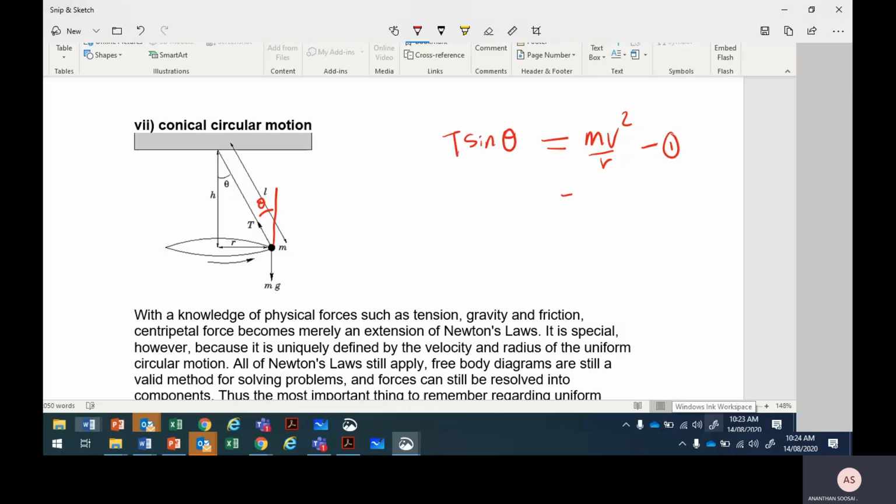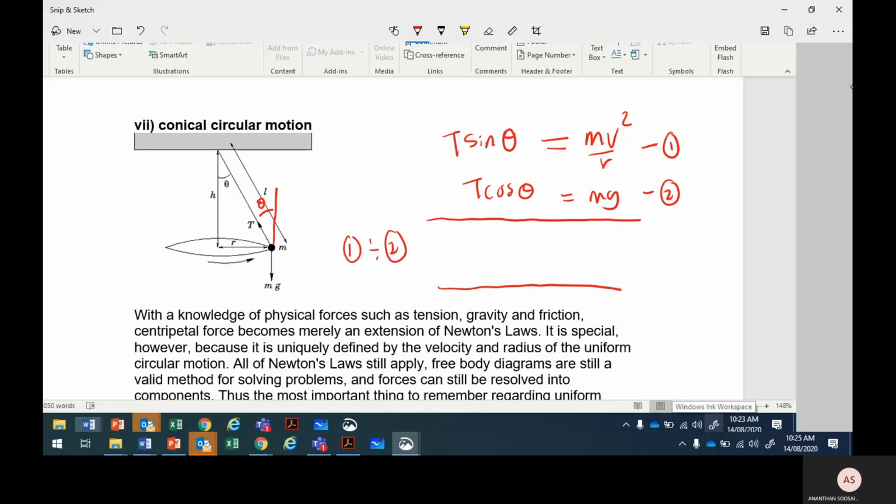Okay. What equals to mg? T cos theta again. As long as the circle is maintained, vertically the net force must be 0. Force up must be the same as force down. So T cos theta equals mg. So this is the same as your plane. So 1 divided by 2 will get tan theta equals v squared over rg. Get the third equation. Yes.